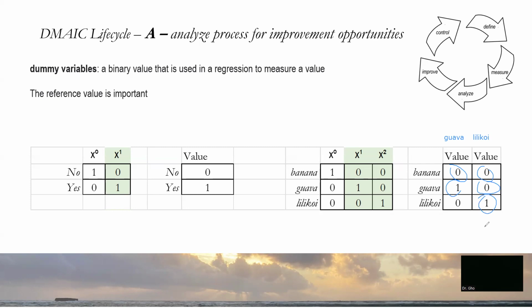If both of these are positive values, if guava adds more value than a banana would have, or lilikoi adds more value than a banana, and you start switching things around, it'll come out in the wash. If lilikoi adds the greatest value, then your guava and banana will be negative if it's based on lilikoi. It's a zero sum game. What you take away from one, you add to the other.